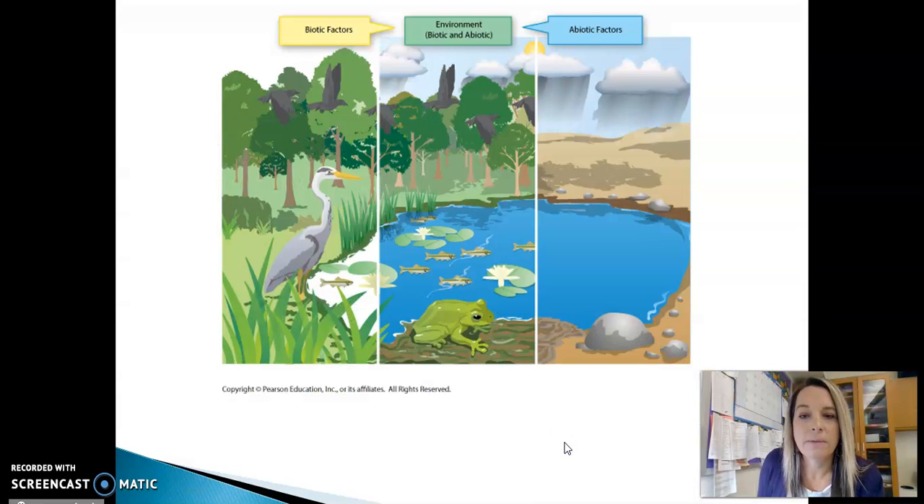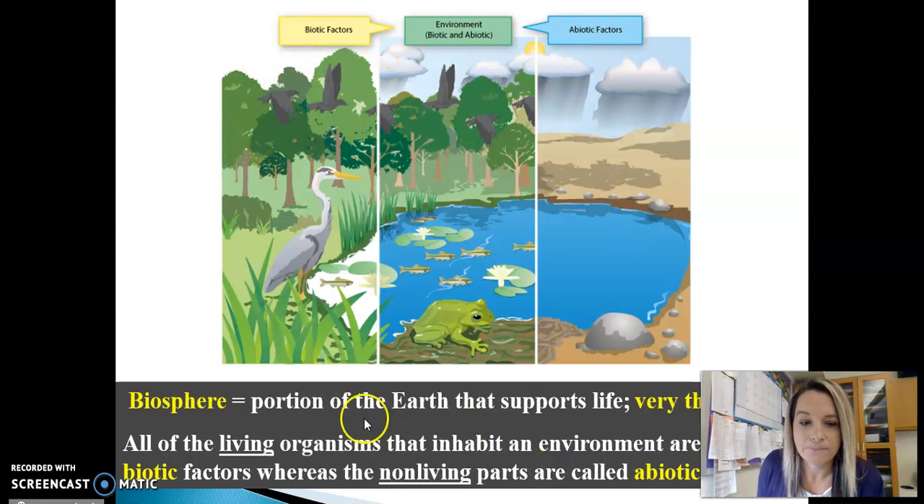So living things and non-living things work together to make the living creatures be able to live. And so an environment or an ecosystem is the combination of biotic factors with your abiotic factors.